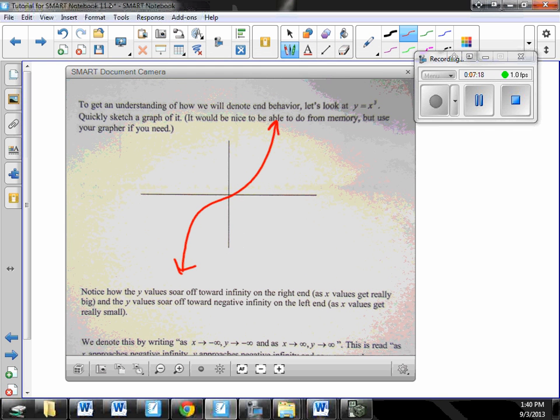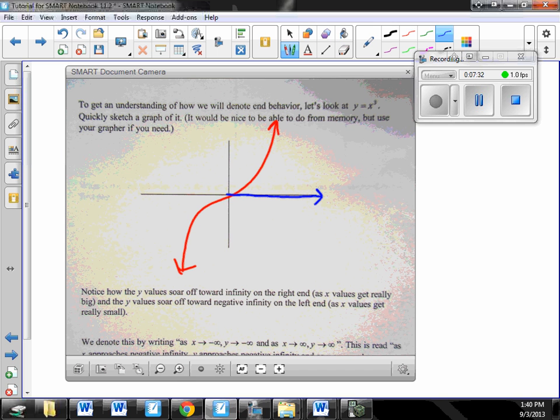Notice how the y values soar off towards infinity on the right end. So what that means is, if I were to walk along this line towards infinity, if I were to walk forever, is the graph in that direction going up or down? It's going up. Will it ever come back down? No, it's just going to get higher and higher and higher. Okay?